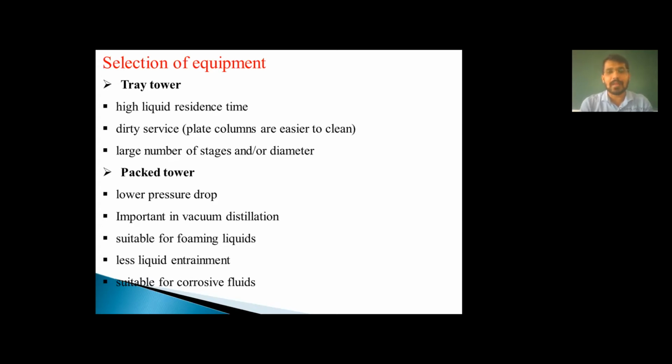After that, less liquid entrainment. What is the meaning of entrainment? If vapor is flowing from the bottom section to the top section, at that time it carries some liquid droplets with it. This type of phenomenon is less in pack tower. Means tray tower has a large amount of entrainment, but in pack tower entrainment is less. So for less liquid entrainment, pack tower is suitable. And lastly, suitable for corrosive fluids. If the fluids are corrosive in nature, pack towers are preferable over the tray tower. So this is about selection of equipment.